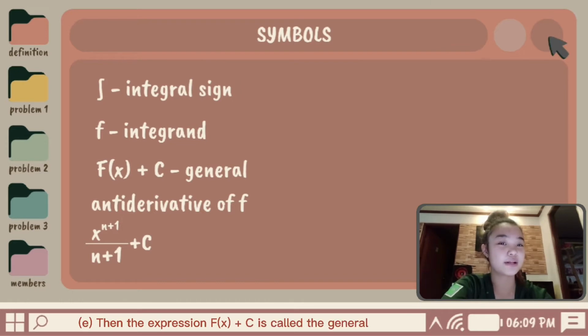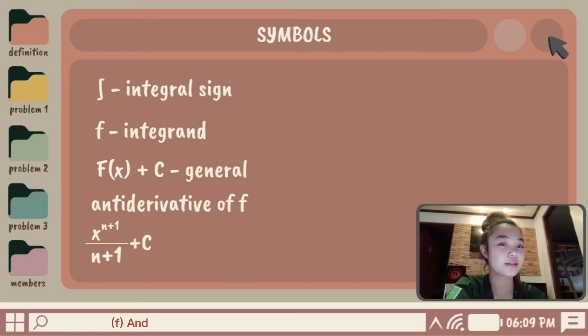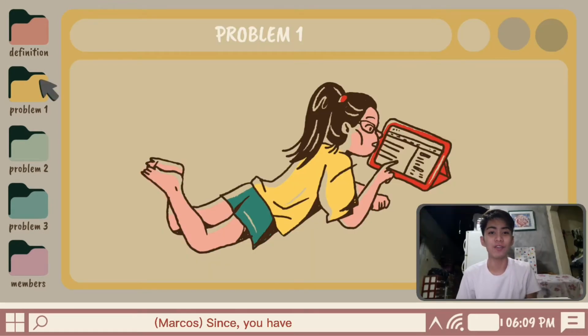Then the expression F of x plus c is called the general antiderivative of f. Meanwhile, each antiderivative of f is called a particular antiderivative of f. And lastly is the use of the power rule, which is x to the n plus 1 all over n plus 1 plus c. Since you have already learned the meaning of antiderivative, let us now show you some real-life problems that involve antidifferentiation.